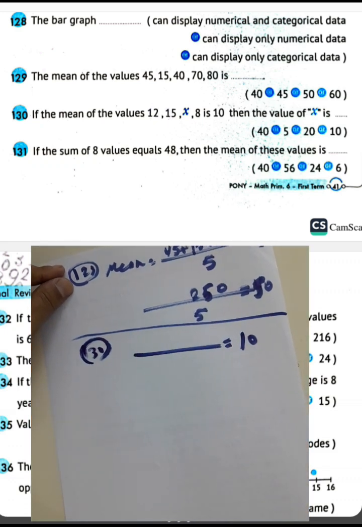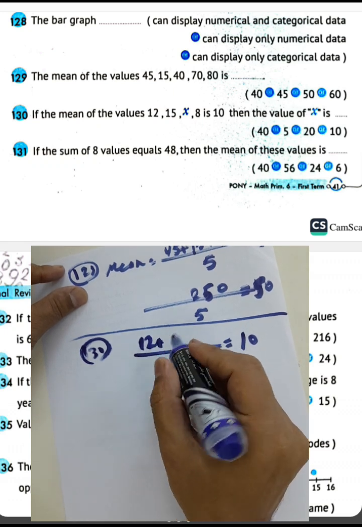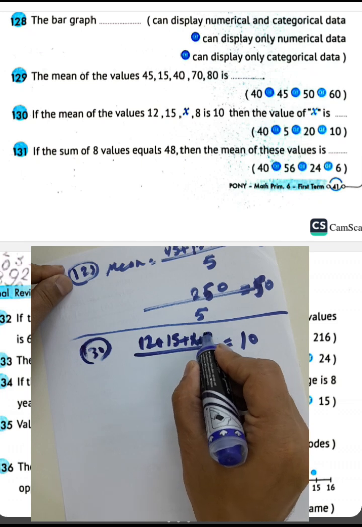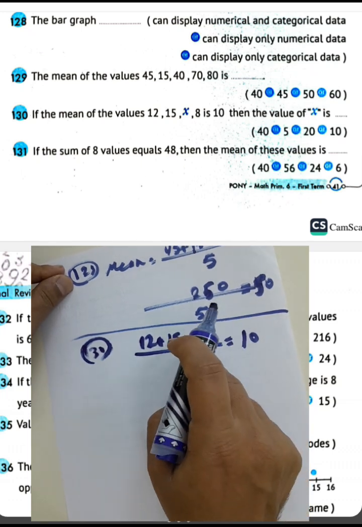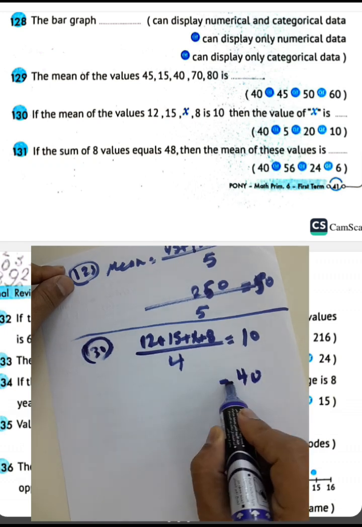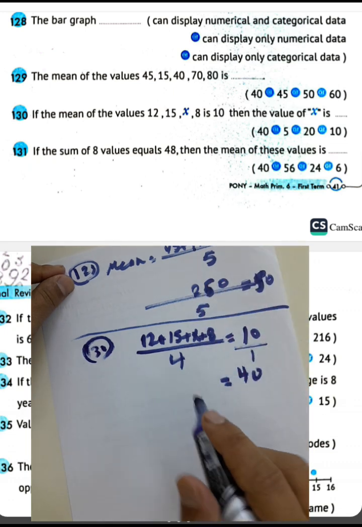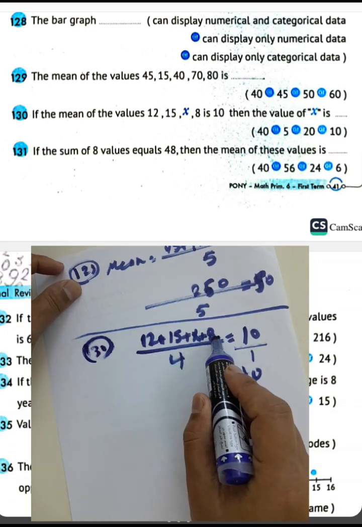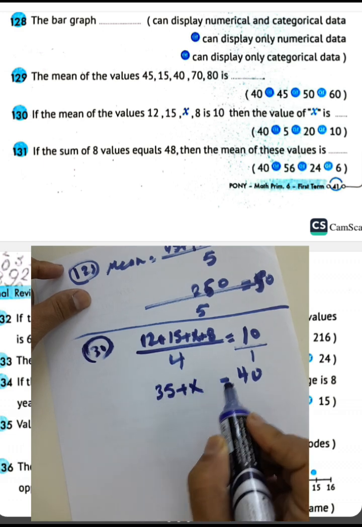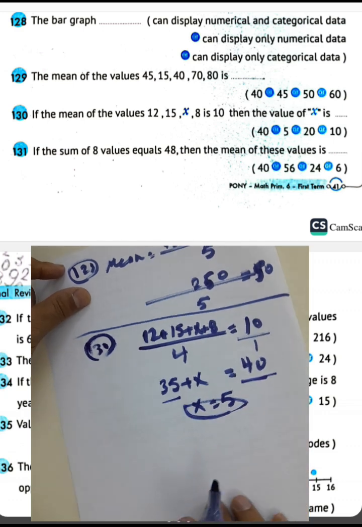We have 12 plus 15 plus x plus 8, divided by the number of them, 1, 2, 3, 4. And then 4 times 10 equals 40, using the product of extremes equals the product of means. 12 plus 8 equals 20, 20 plus 15 equals 35, plus x equals 40, then x will be equal 5, the difference between 40 and 35.